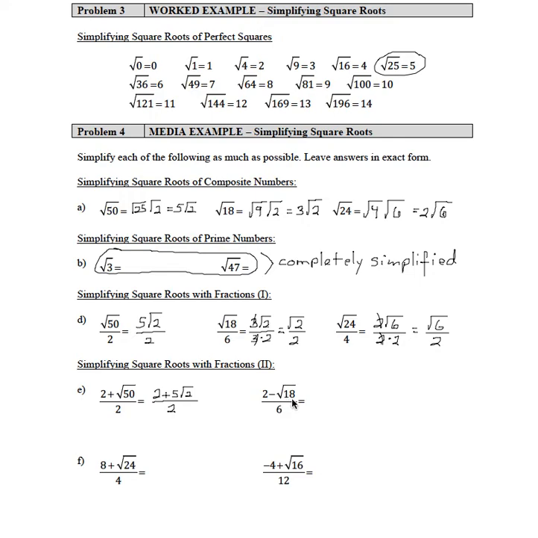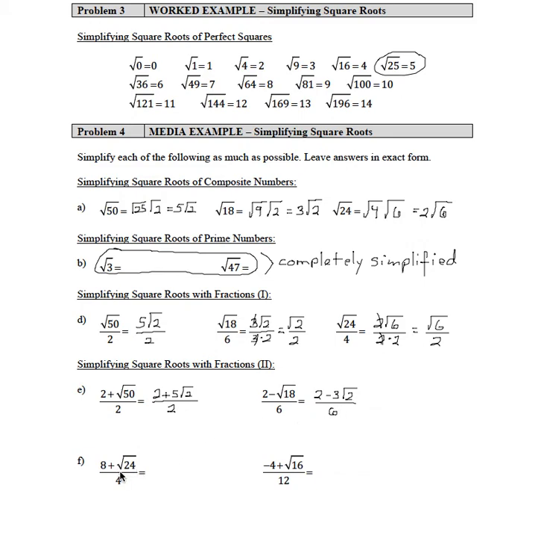2 minus the square root of 18 over 6, that becomes 2 minus 3 times the square root of 2, we found that before, divided by 6. And again, you're going to have to resist the urge. It looks like there's all kinds of things that you could do with these numbers. You cannot do a thing. 2 is not a factor of the numerator. 3 is not a factor of the numerator. So there's no more simplification that can be done.